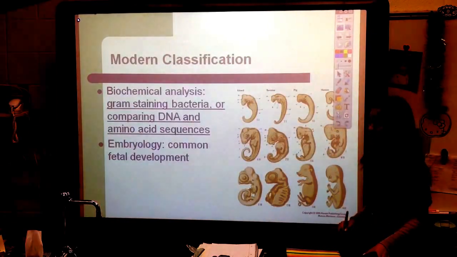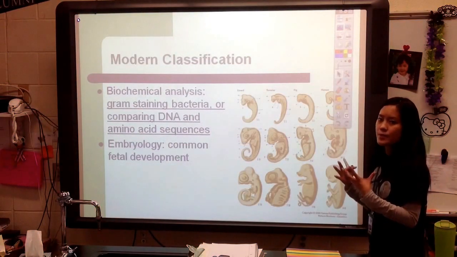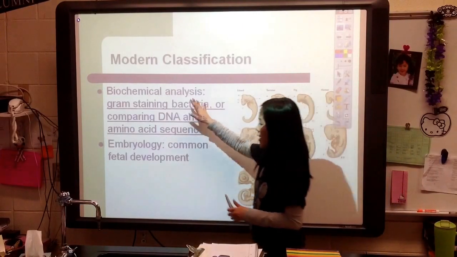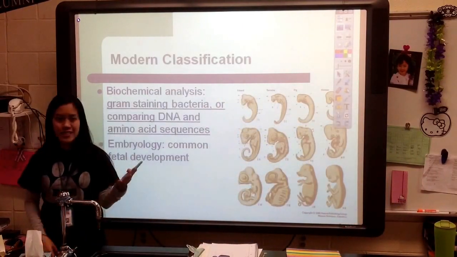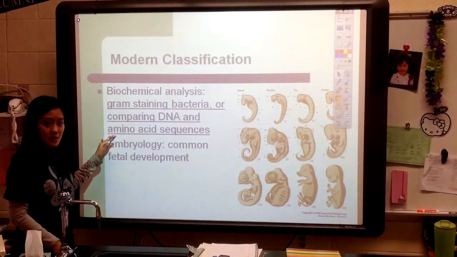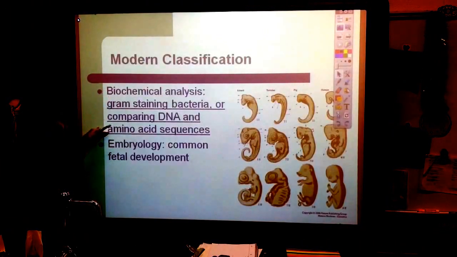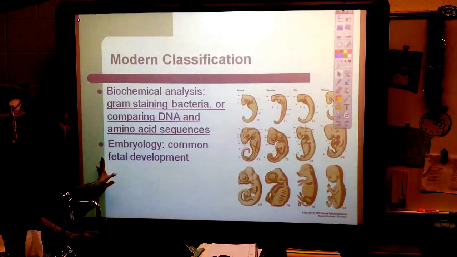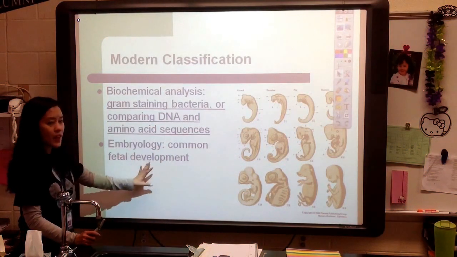In addition to looking at morphology, that physical aspect, we can also look at the biochemical aspect, which is your DNA and your amino acid sequence. Biochemical analysis should be very similar to you because we've seen this before. The other thing that we can look at is embryology. Embryology is the common fetal development.